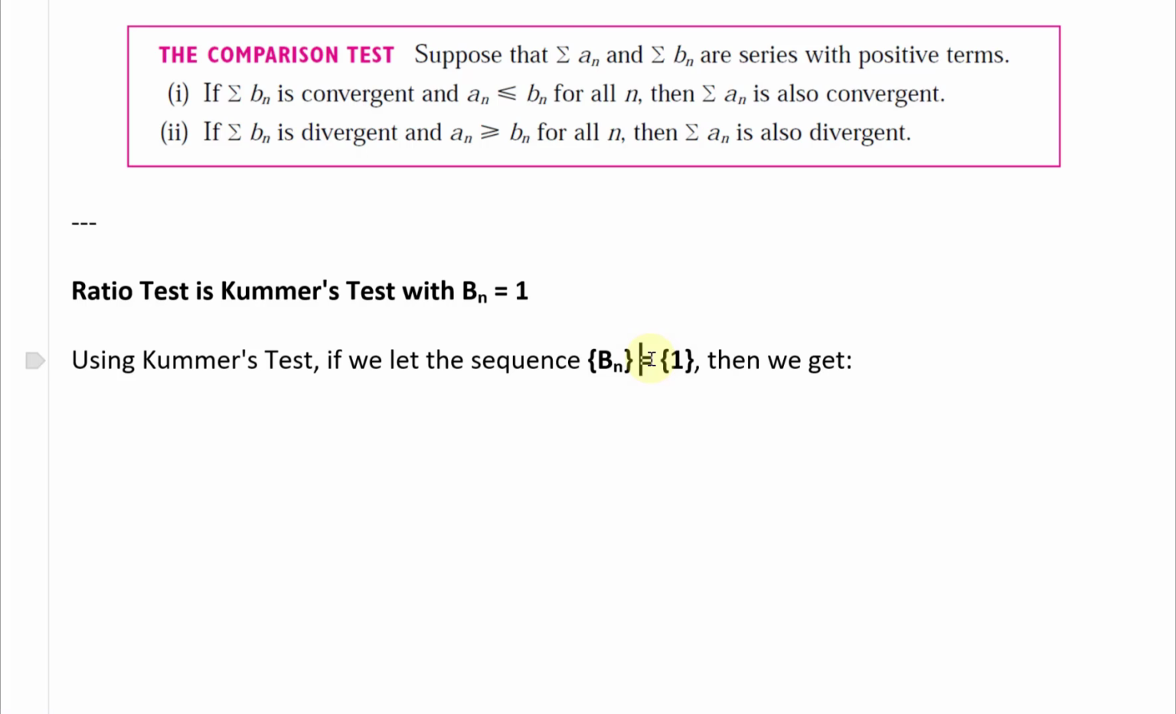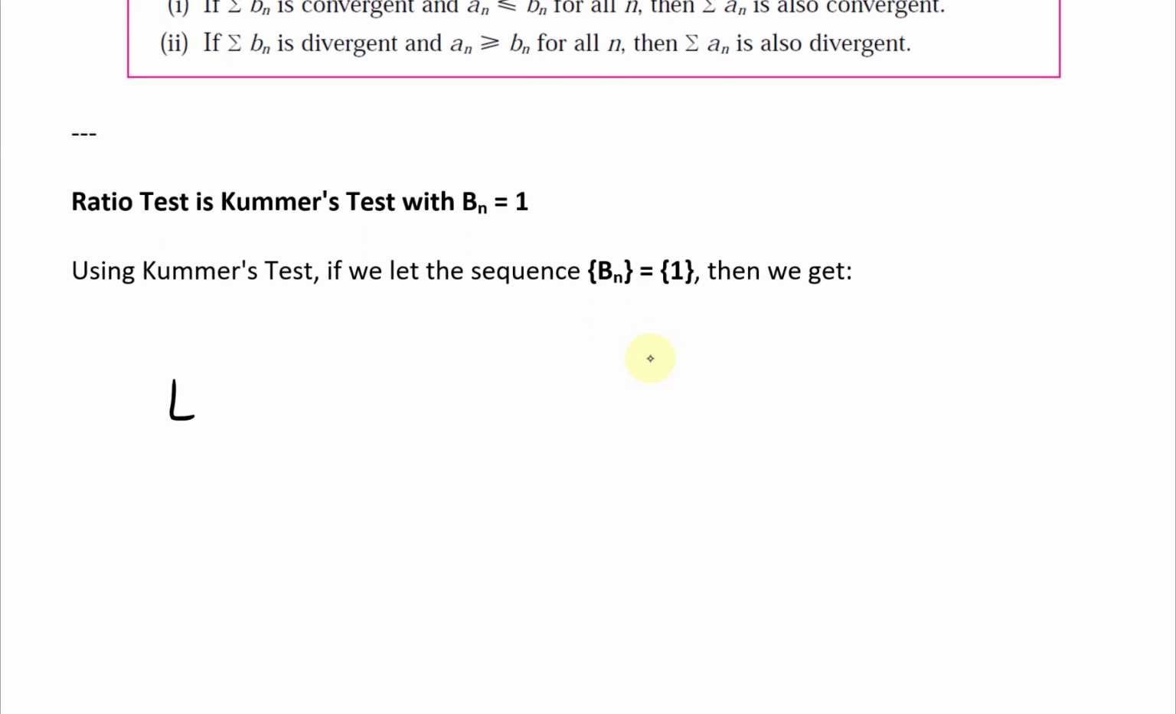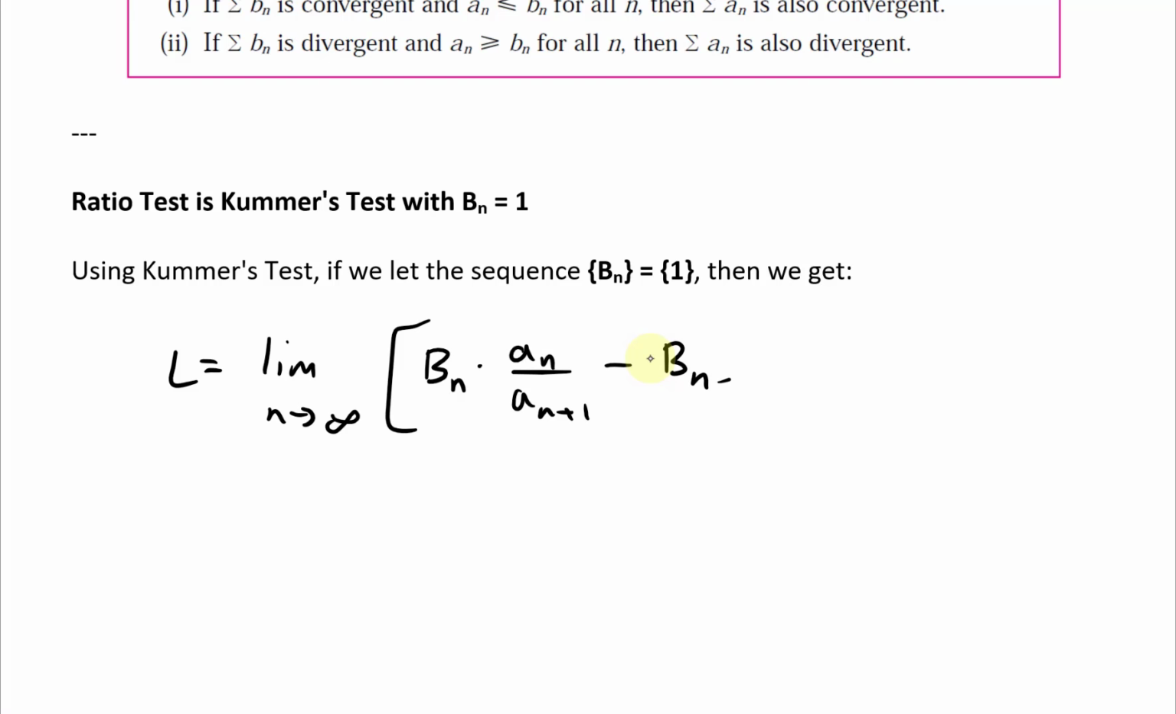Then we get, and I'm just going to write this down in full, L equals the limit as n approaches infinity of bn times an over an plus 1, minus bn plus 1. Now these are just equal to 1, because bn and bn plus 1 are all going to equal 1.